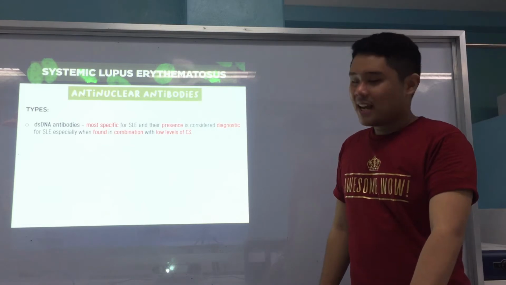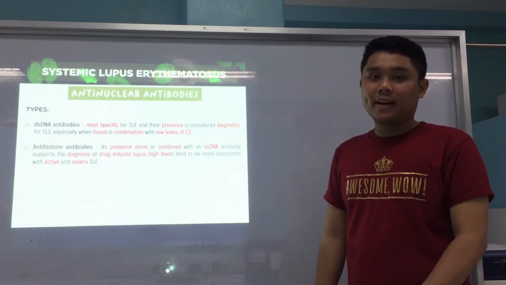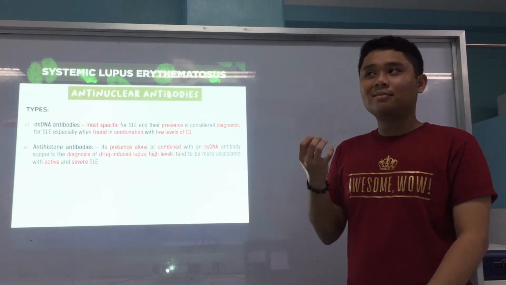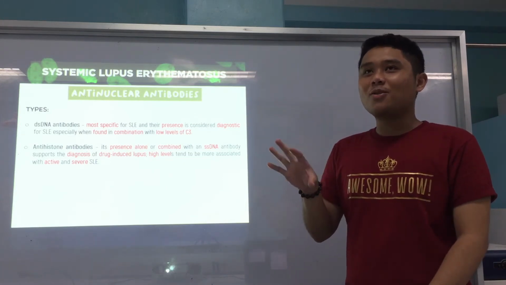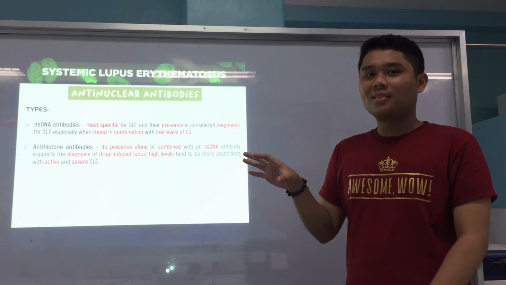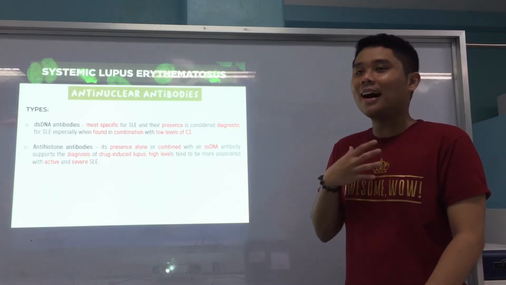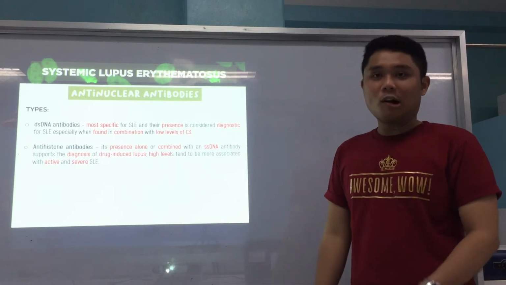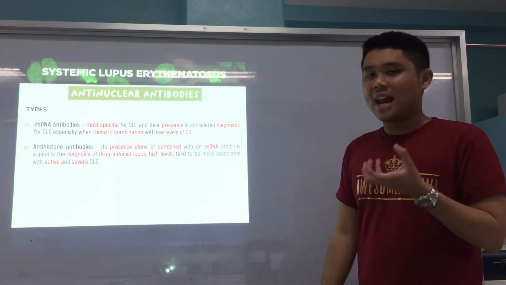dsDNA antibodies. Next, you have anti-histone antibodies. By the name itself, it's an antibody against your histone, right? Your histone is a combination of your nucleosome and chromatin, something, basically part of your chromatin. Sorry, I forgot that. Okay, alright. So its presence alone or combined with an ssDNA.